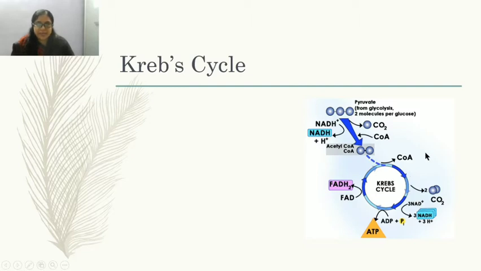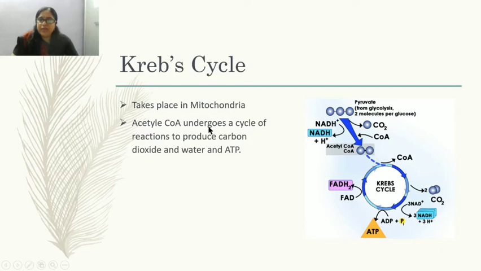Next, Krebs cycle. The Krebs cycle takes place in the mitochondria, where this pyruvate molecule which is produced in the cytoplasm undergoes changes, a chemical reaction, and forms acetyl coenzyme A. So ये pyruvate molecule जो है वो by the addition of coenzyme A forms acetyl coenzyme A, and this acetyl coenzyme A enters into the mitochondrial membrane, and the Krebs cycle starts. So acetyl coenzyme A undergoes a cycle of reactions to produce carbon dioxide, water and ATP.